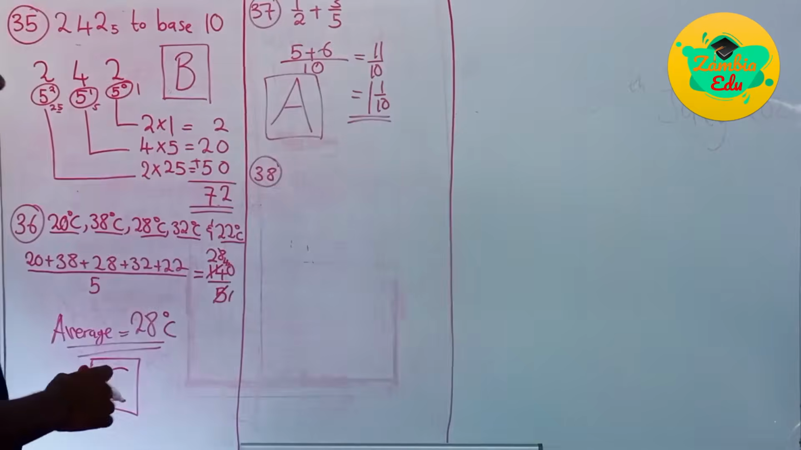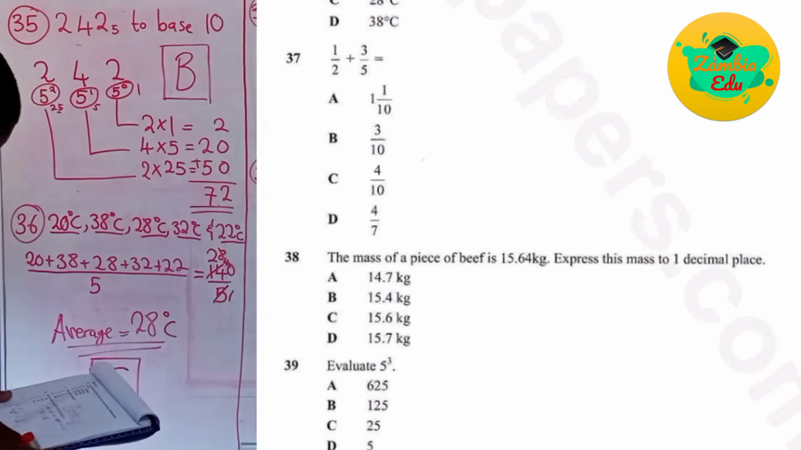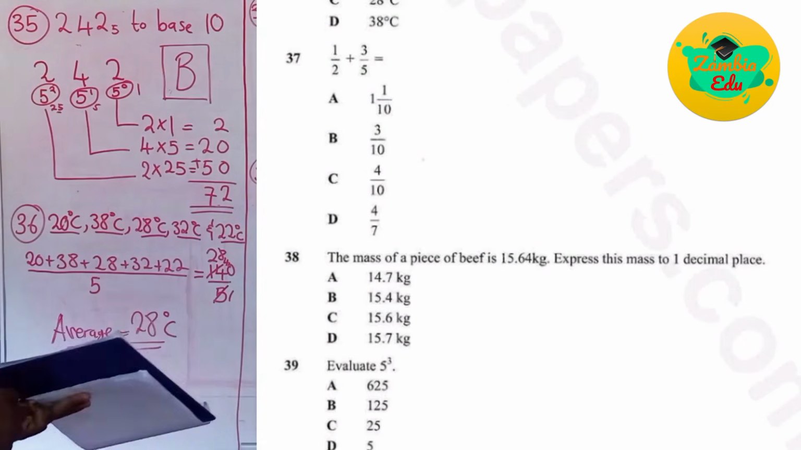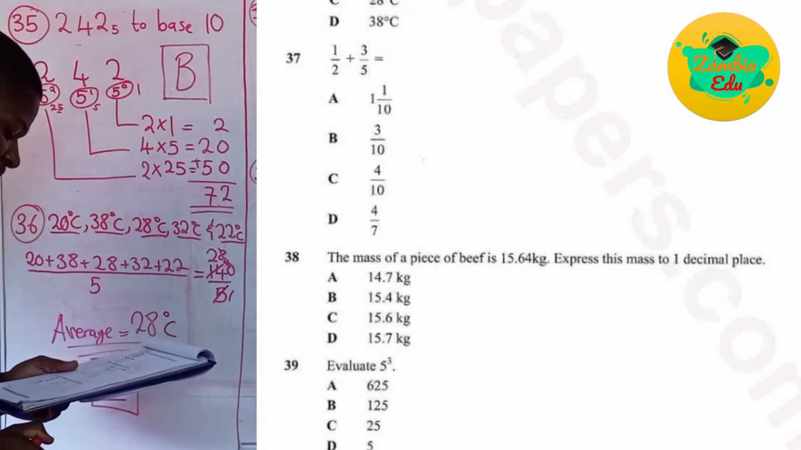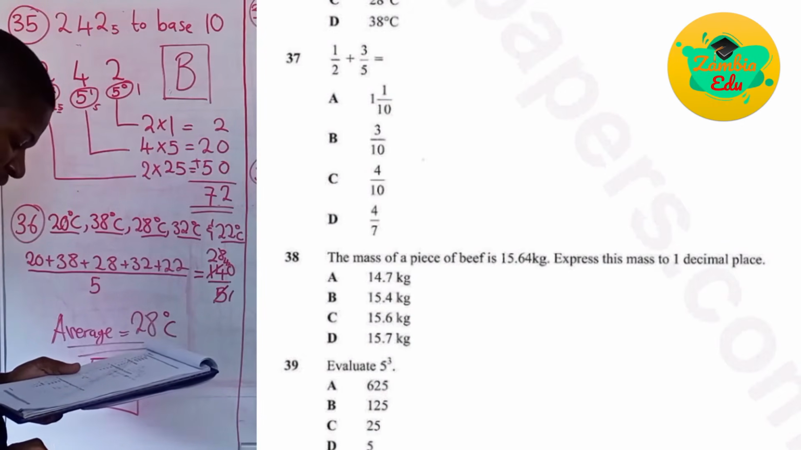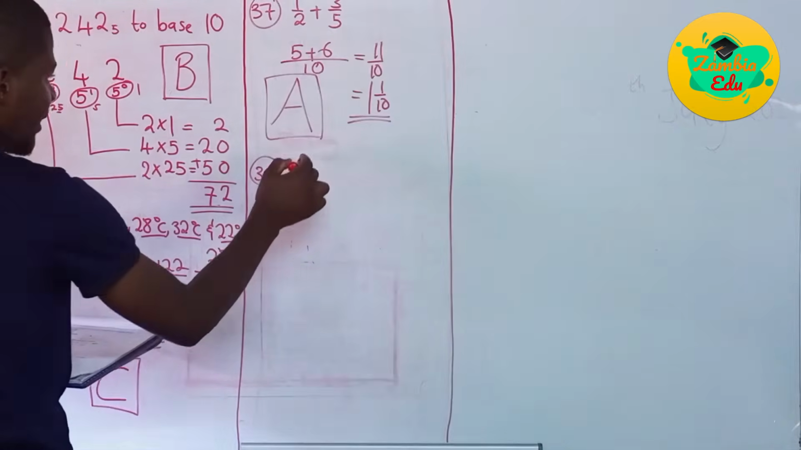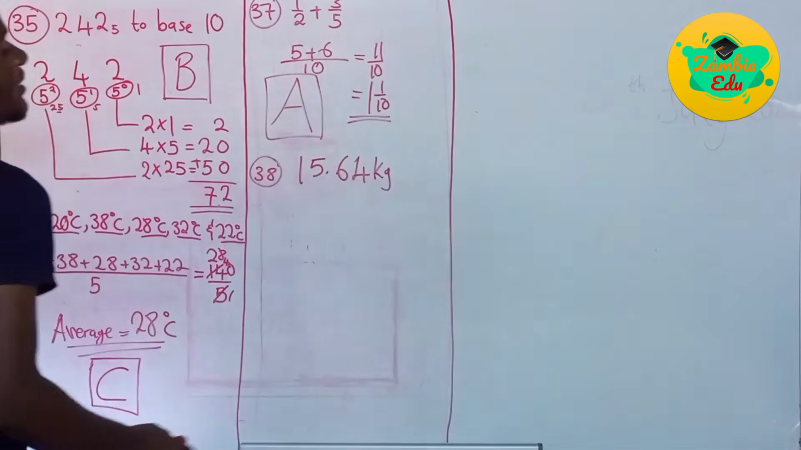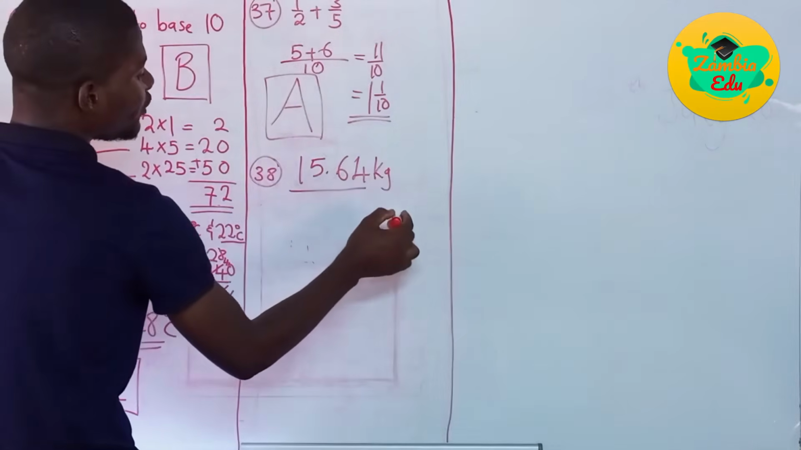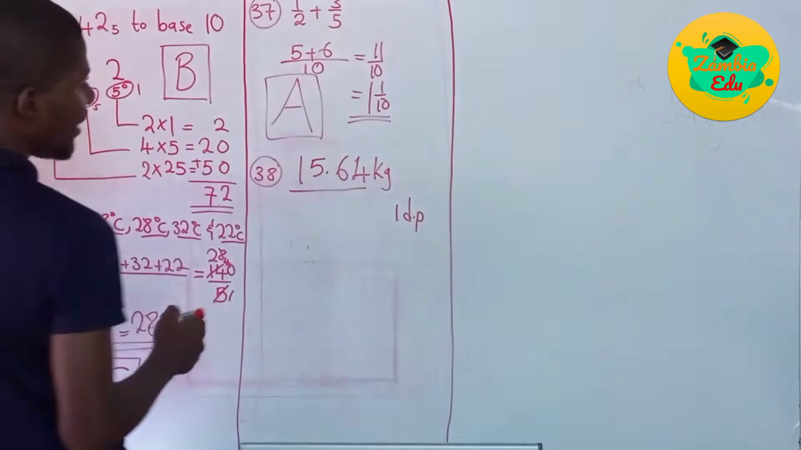Alright, question 38 now. We are finishing very soon, just hold on. Question 38 said, the mass of a piece of beef is 15.64 kg. Express this mass to one decimal place. So we have a mass of 15.64 kg, and they want us to express this number to one decimal place.